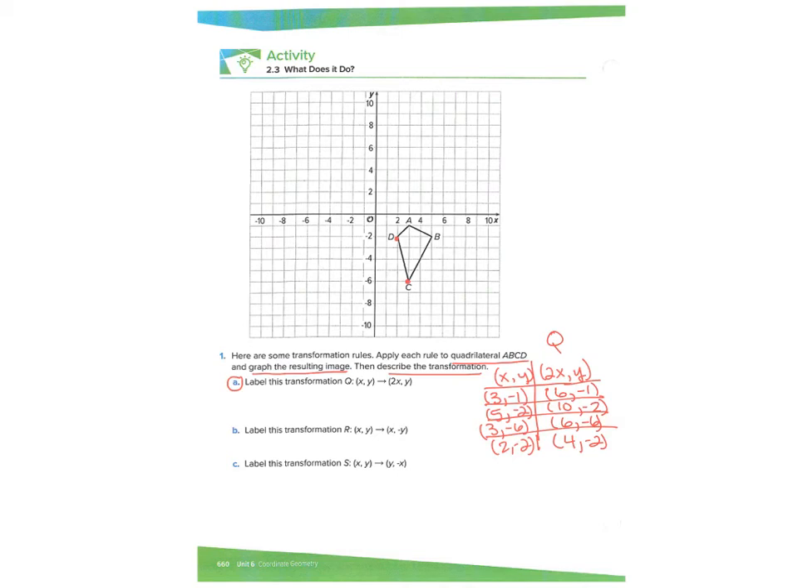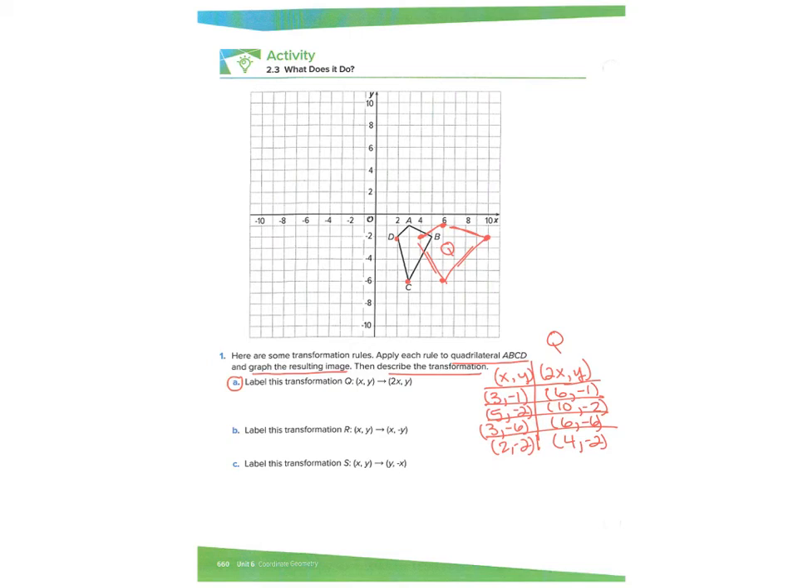So let's go graph this. (6, -1), and (10, -2), and (6, -6). So (6, -6), and (4, -2). So I'm going to graph this here, and that's my Q. And then it says to describe this transformation.